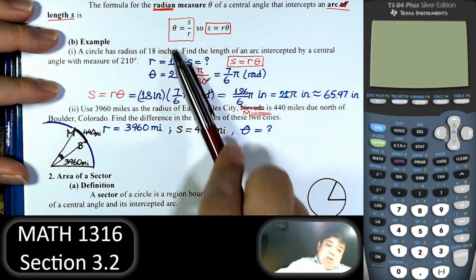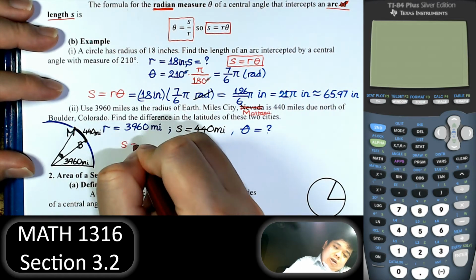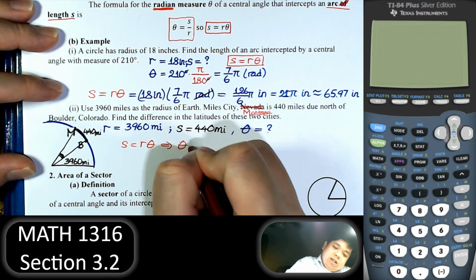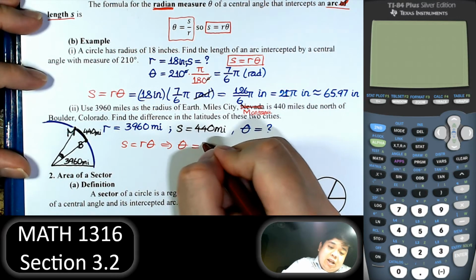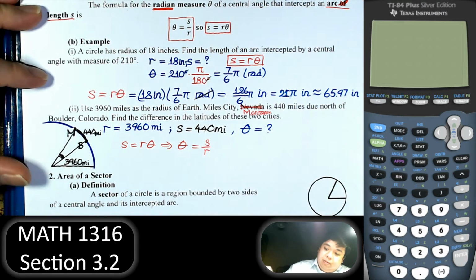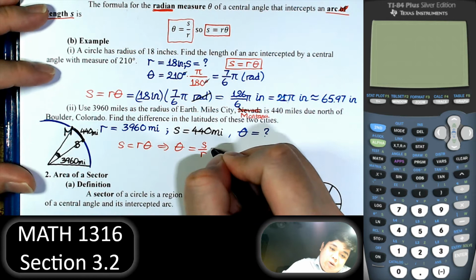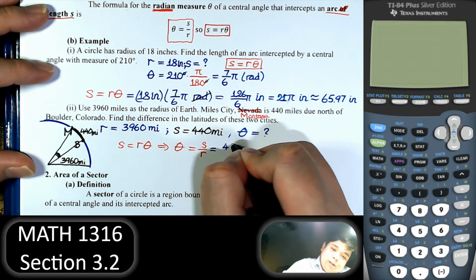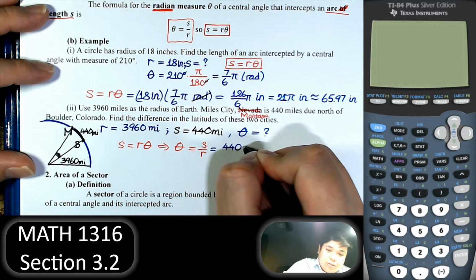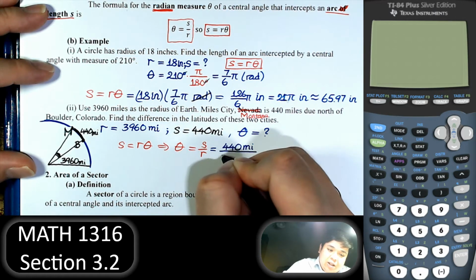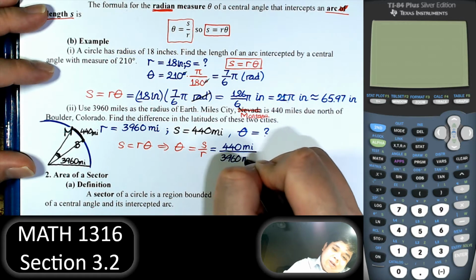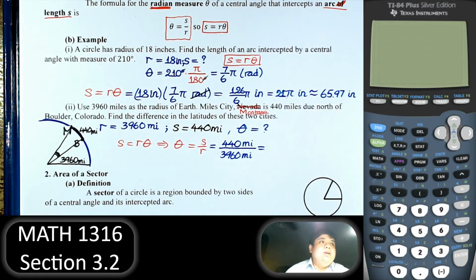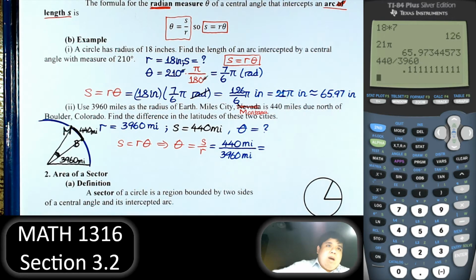So, straightforward, right? S equals R times theta, where S is the arc length and theta is the angle, so theta is equal to S divided by R. So S is 440 miles, the radius is 3960 miles. 440 divided by 3960. So that is about 1/9.